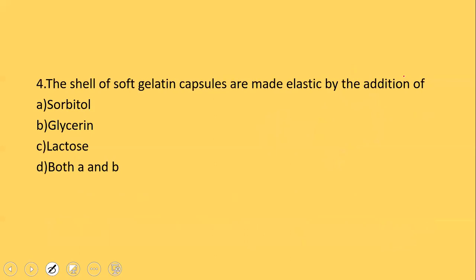Next question. Shells of soft gelatin capsules are made elastic by the addition of option A sorbitol, option B glycerin, option C lactose, option D both A and B. So soft gelatin capsules are made elastic by the addition of sorbitol and glycerin. The correct answer is both A and B. Option D is the right choice.